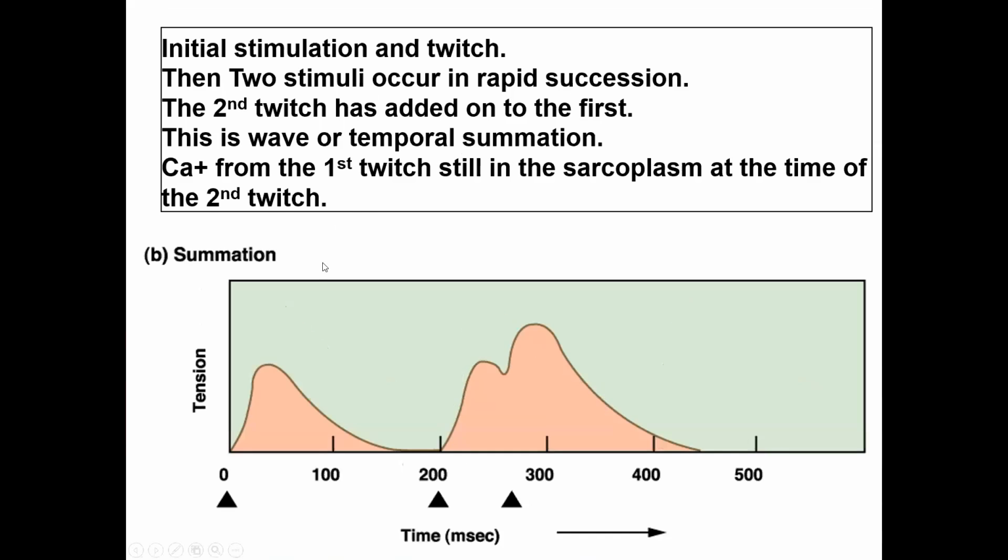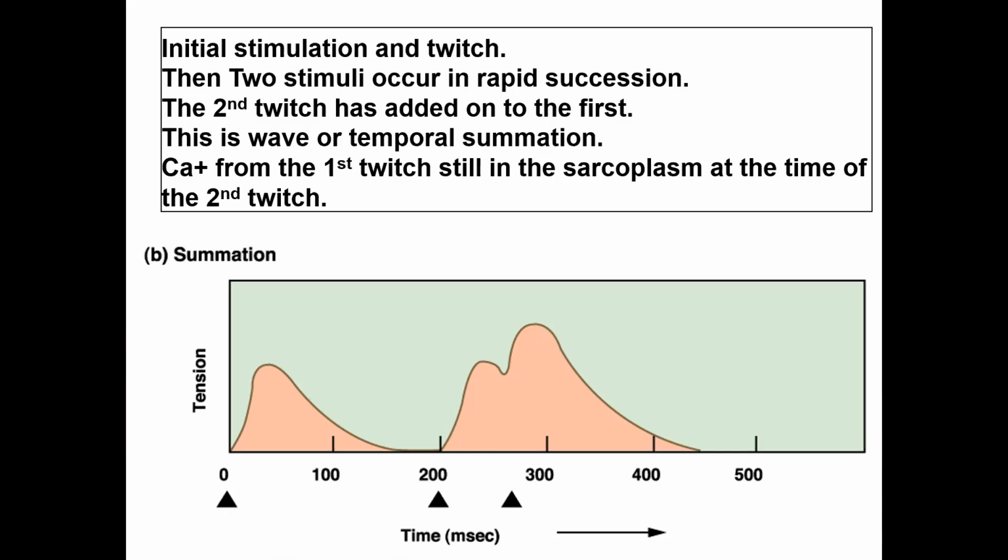But what happens if after the first twitch, and it relaxes out to 200 milliseconds, we stimulate it again, and just as we start to relax, we hit it with another stimulus right here at the 250 millisecond mark, more or less. We hit it with a second stimulus right here, and we get a second contraction. But we get a greater twitch.